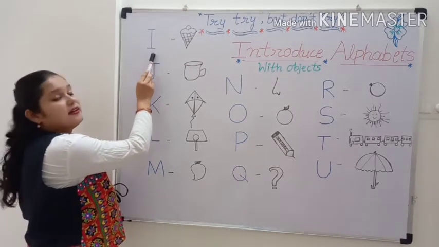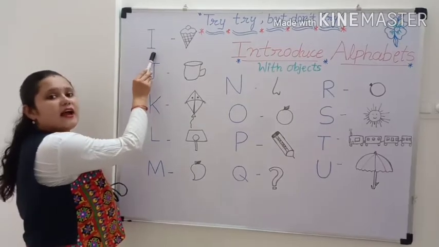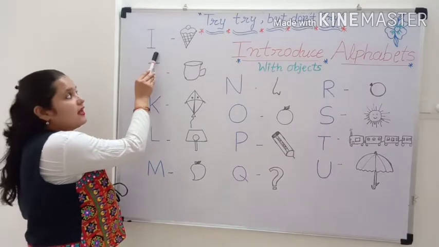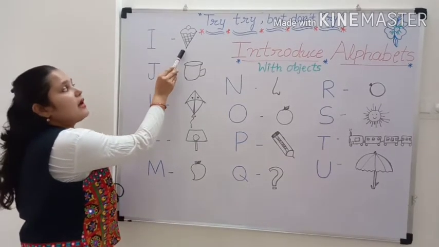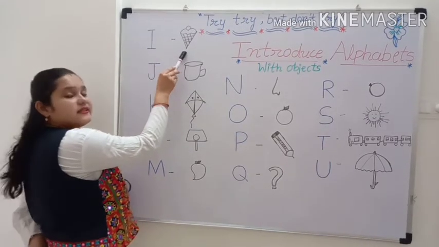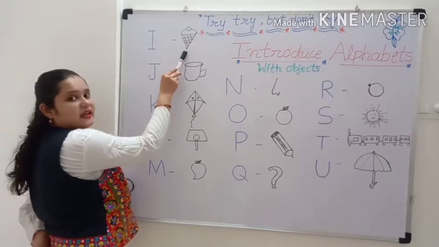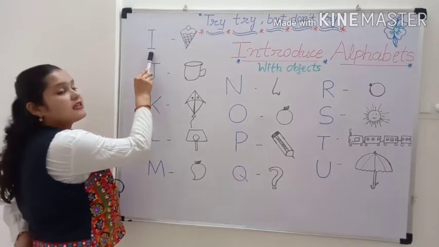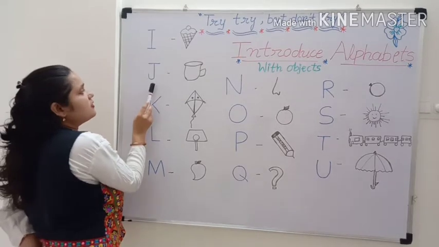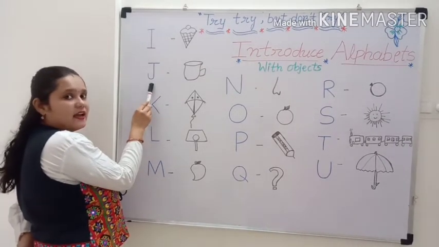Now, this is letter I. This is capital letter I. I is for ice cream. This is capital letter I. Next, this is capital letter J.